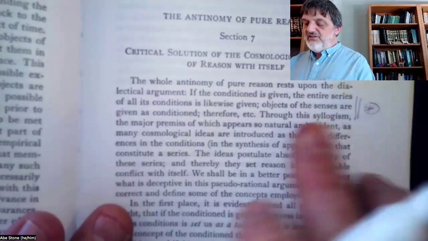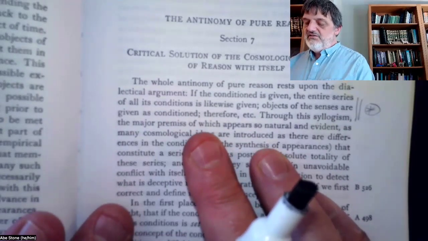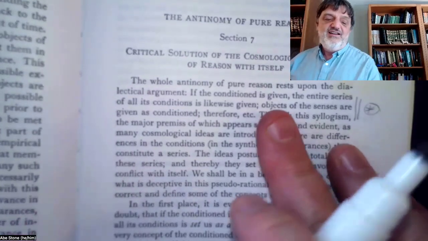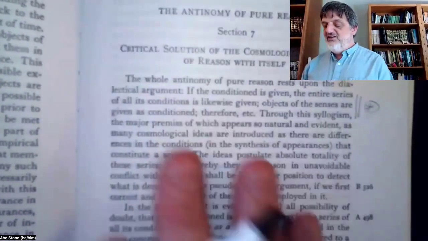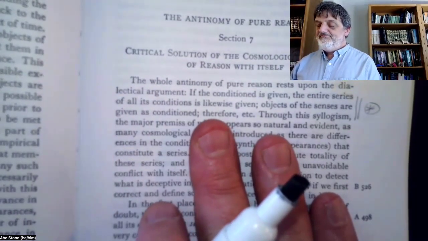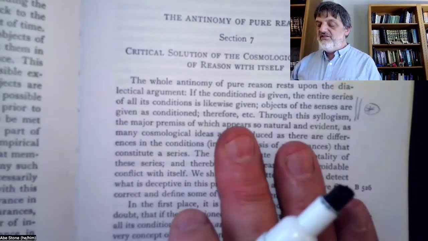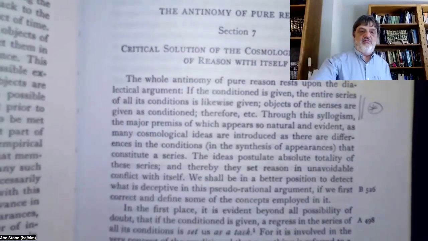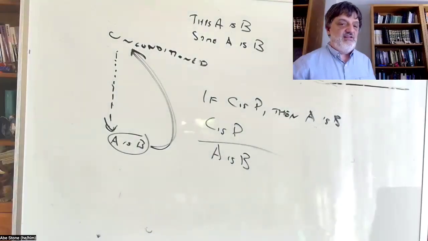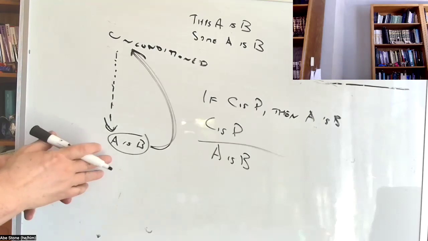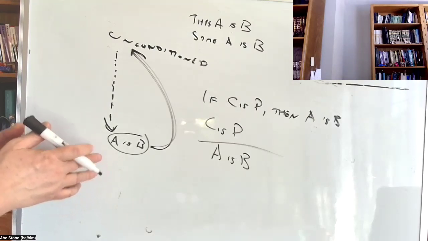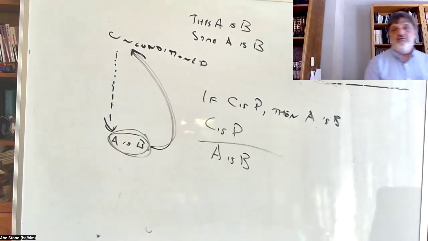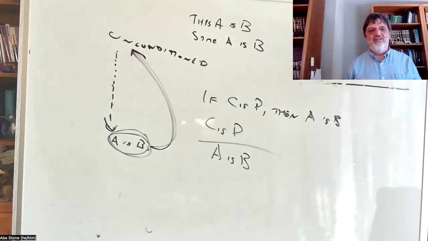So since objects of the senses are given as conditioned, the conditioned is given. That is, something is given as conditioned. So the syllogism really is: if the conditioned is given, the entire series of all its conditions is likewise given, but the conditioned is given, therefore, right? The reason he didn't write it that way is because he wants to call your attention to the fact that the condition that is given is something empirical. The condition that's given is some empirical judgment, or the truth of some empirical judgment, or something like that.